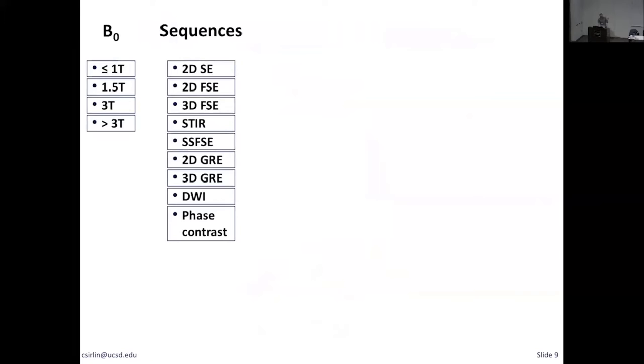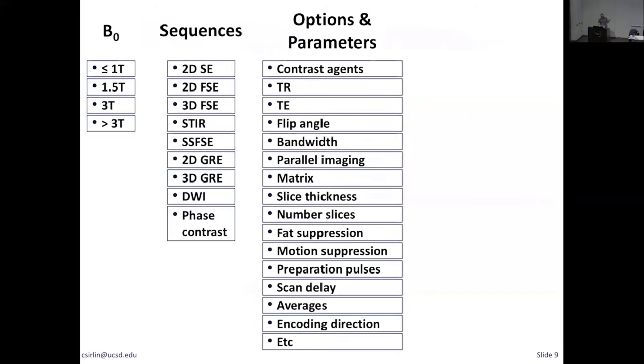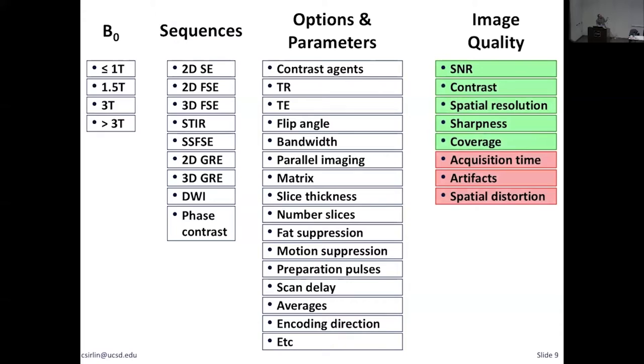Because we have different field strengths we can use for clinical imaging. We have multiple different sequences, each with its own alphabet soup of terminology. We have multiple different options and parameters. And this combination of field strength, sequences, options, and parameters is what translates into image quality, which has good aspects such as signal to noise ratio, contrast, spatial resolution, and some negative things such as acquisition time, artifacts, and spatial distortion. And this gets very, very complicated.